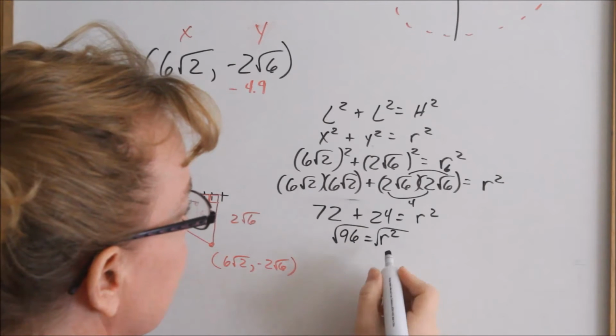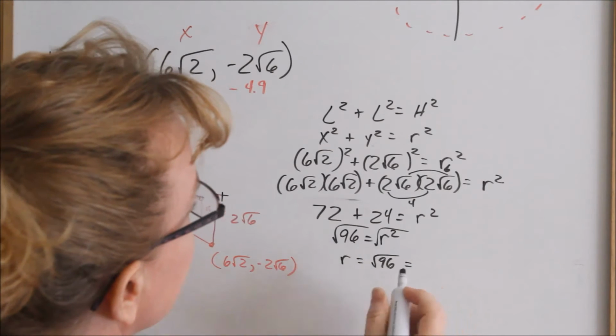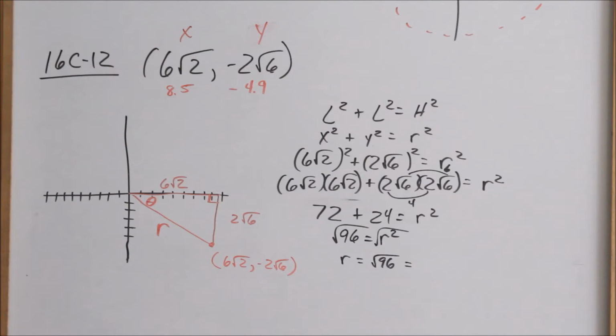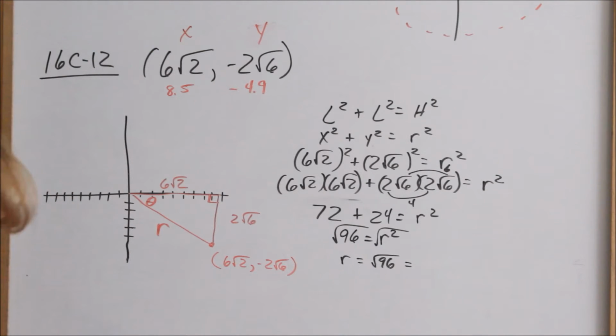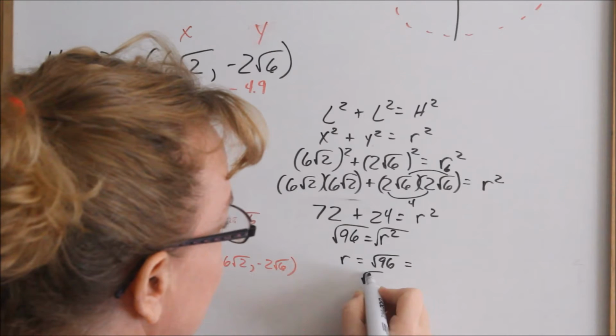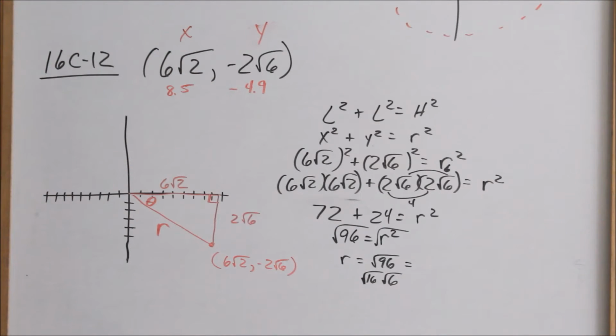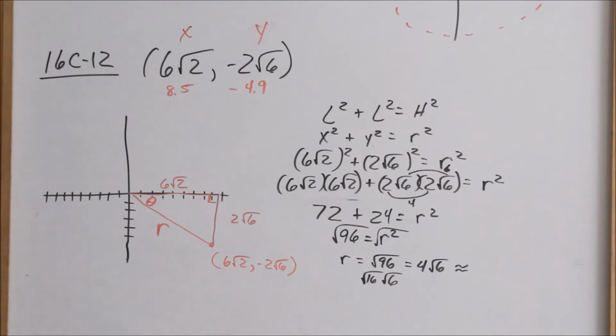Take the square root of both sides. So r equals square root of 96. Can we simplify that? I'm going to put it into a decimal too. So that is roughly 9.8. Square root of 96. Okay, we can simplify that into square root of 16 and square root of 6. 16 times 6 is 96. So that would be the same thing as 4 square root of 6, which is roughly, what I said a minute ago, 9.8.